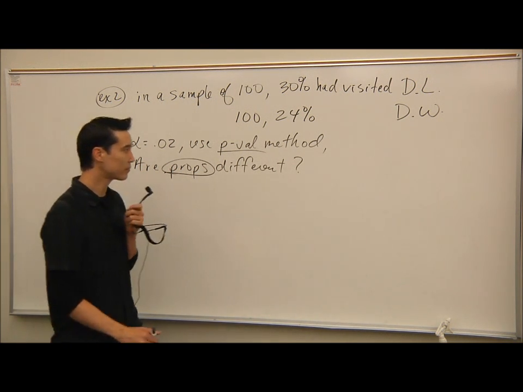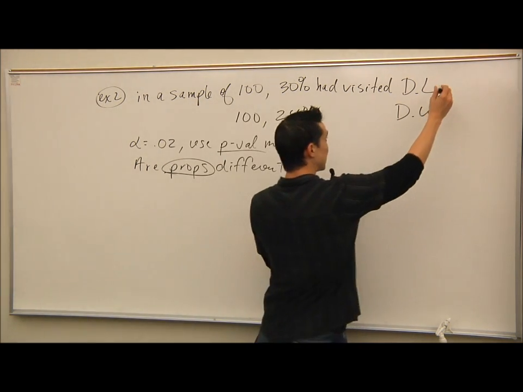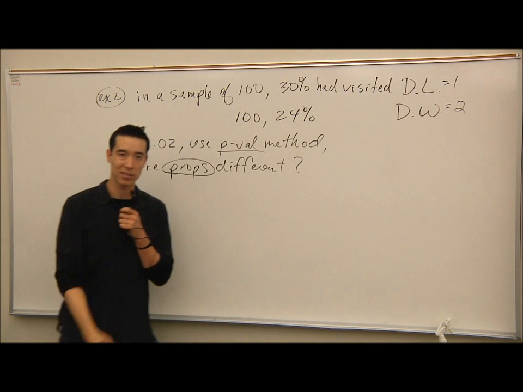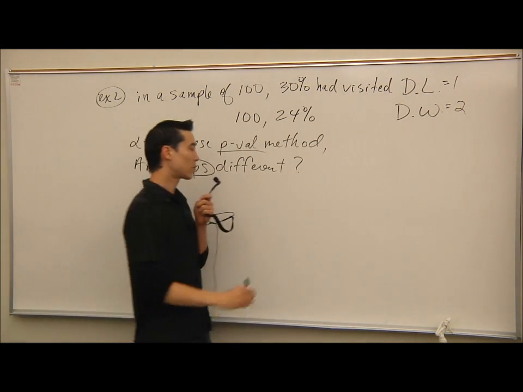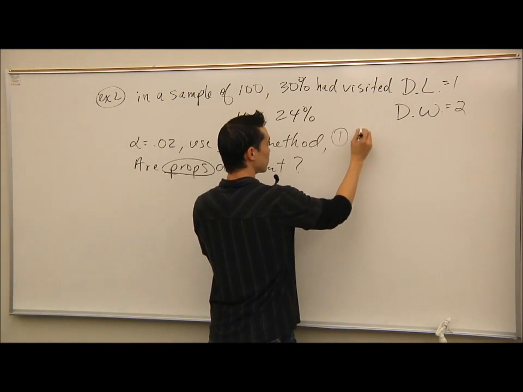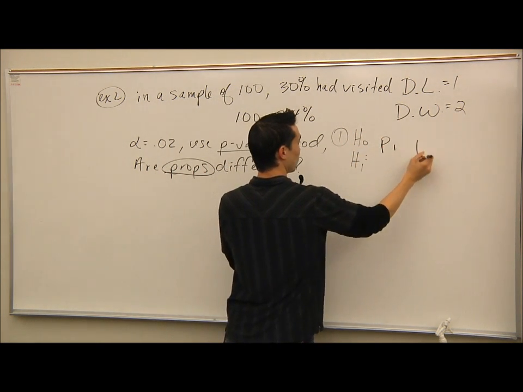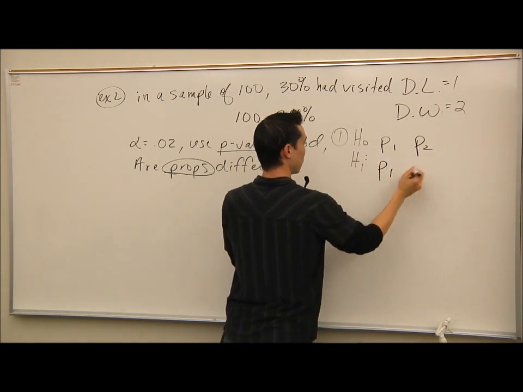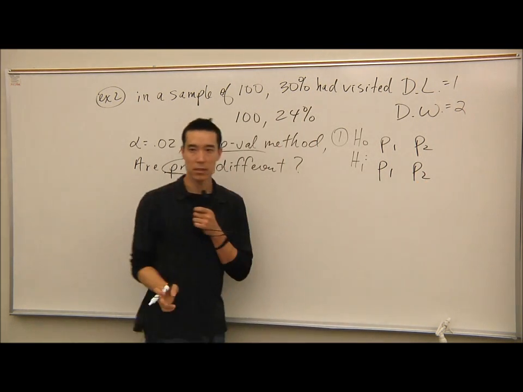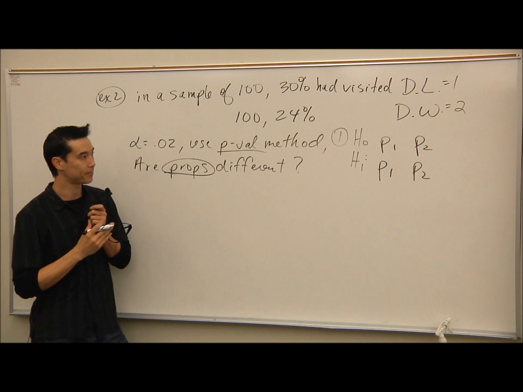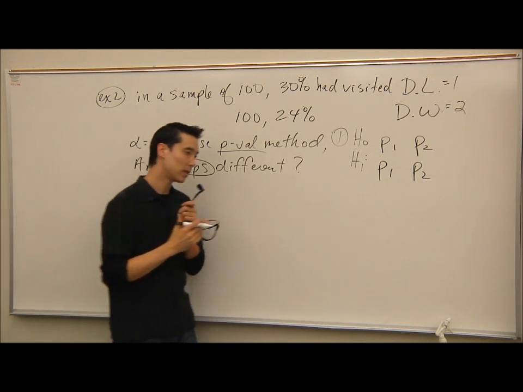Okay. I'm going to let Disneyland be 1 since that came first, and Disney World be 2 since that was introduced second in the problem. And I'm ready to roll. Let's do this. So H0, H1. The question is, are the proportions different? How do I label that in my H0, H1? Equals, not equals.